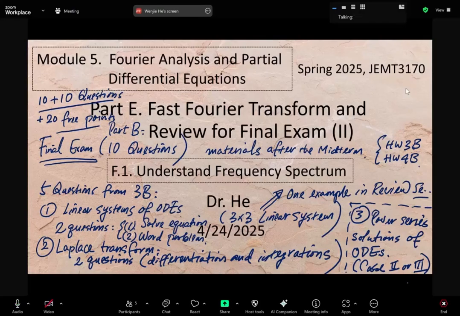All right. 4B, another 5 based on the Fourier analysis. The topic related to the Fourier analysis. Here, today, this time, I do not give you the explicit 5 questions.